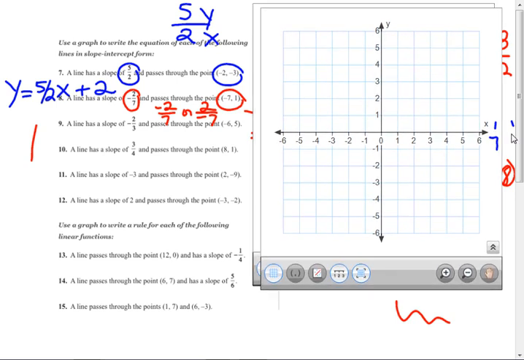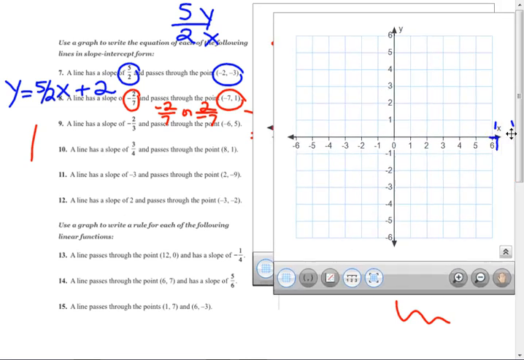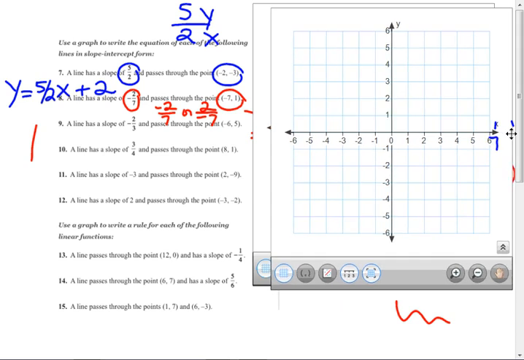Don't forget to answer the question. The question is finding the equation of the line. We're doing it graphically. Don't forget your x's.